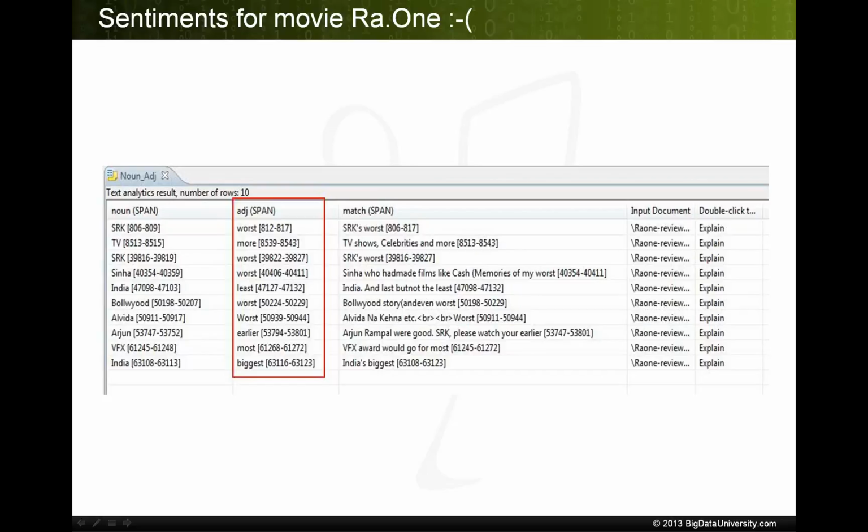Similarly, we could run a text extractor to find sentiment. Here is analysis of comments on the movie RA.1. You'll notice the adjectives we picked up are an indication of positive, negative, or neutral sentiment expressed by reviewers. Most of the reviewers have used negative adjectives, which explains why the overall rating for the movie is low.